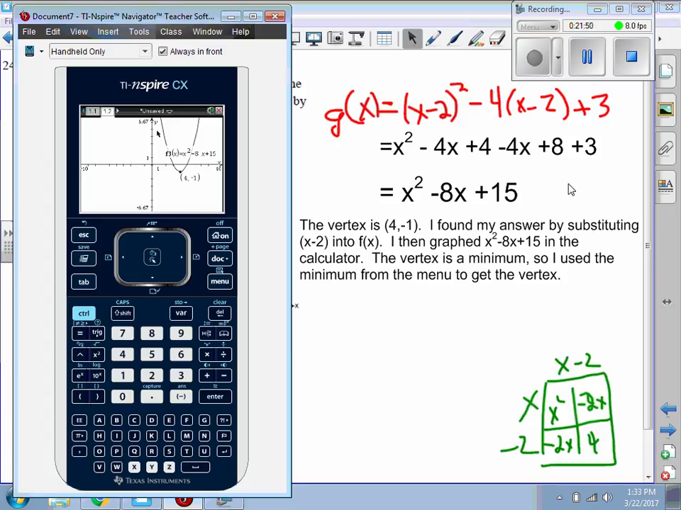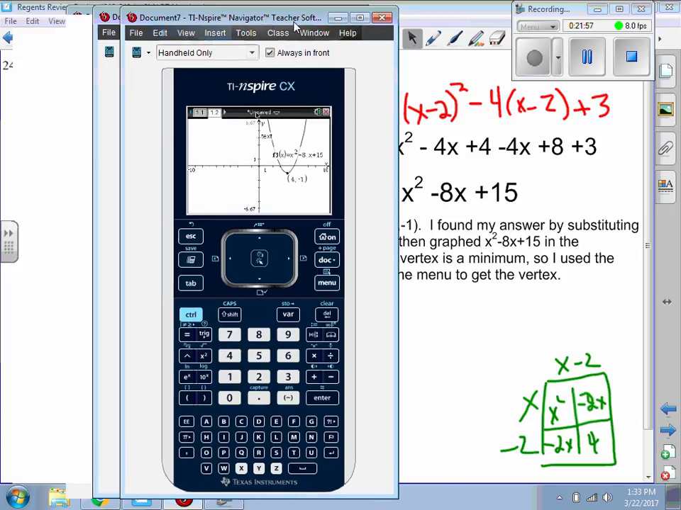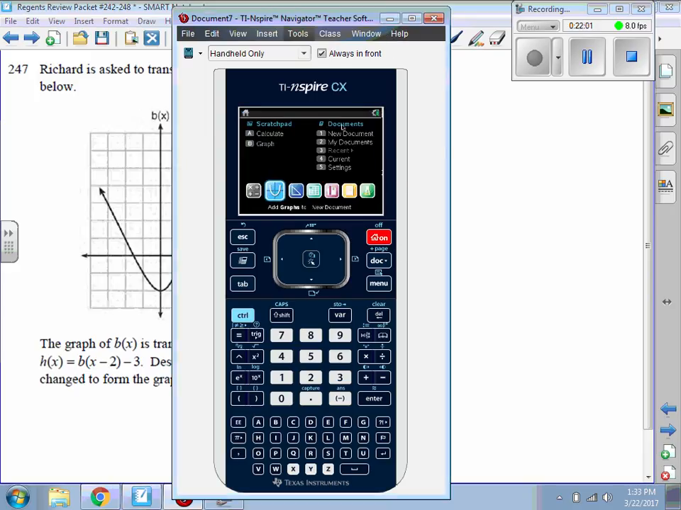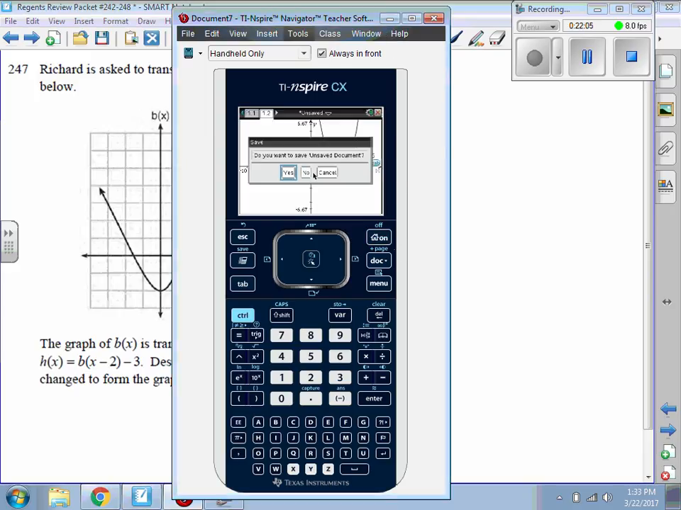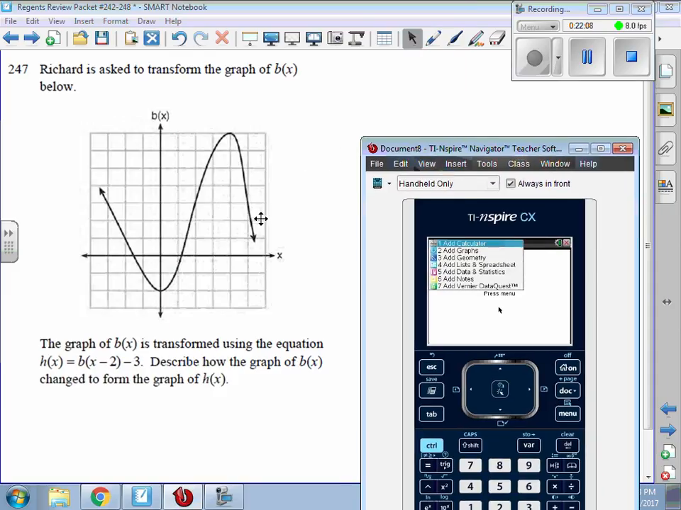So now knowing this, I want to go back and look at the last one. Okay, so this one says Richard is asked to transform the graph of b of x below. The graph of b of x is transformed using the equation h of x equals b of x minus 2, and then subtract 3. Describe how the graph of b of x is changed to form the graph of h of x. Okay, so it says that this graph right here is b of x. We want to know if we take this graph of b and do some numbers to it, some -2 and some -3, what effect is it going to have on the graph?